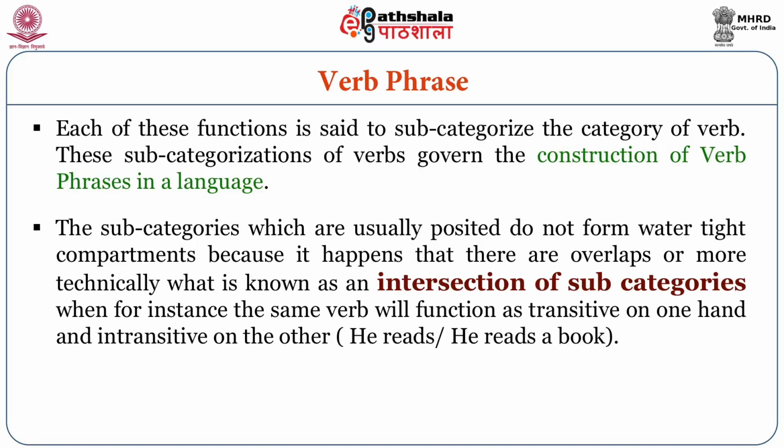The subcategories, which are usually posited, do not form watertight compartments because it happens that there are overlaps, or, more technically, what is known as an intersection of subcategories, when, for instance, the same verb will function as transitive on one hand and intransitive on the other. Like, for example, he reads, or he reads a book. In one sentence we don't have any object, while in the other we have the object, a book.